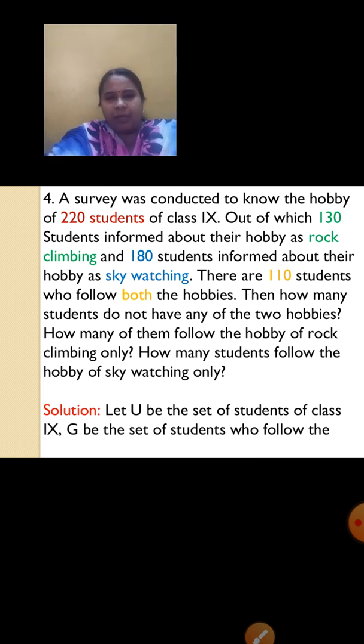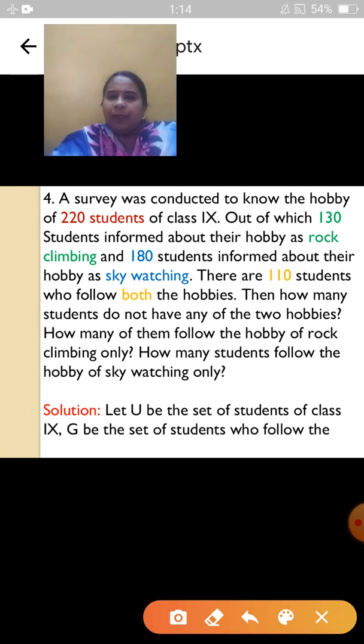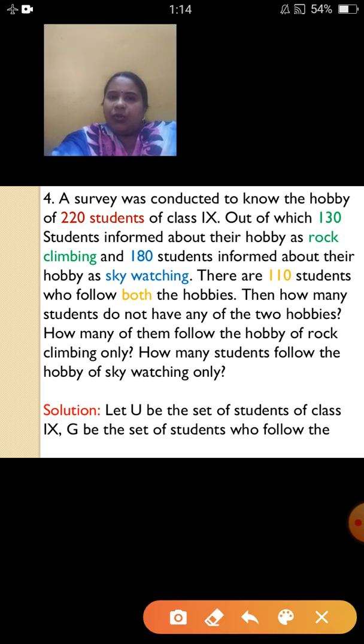I am reading it part by part. Try to understand what is given and what you have to find out. Okay? A survey was conducted to know the hobby of 220 students. First thing, U, the universal set, where the total number of students is how many? 220. First step is that.